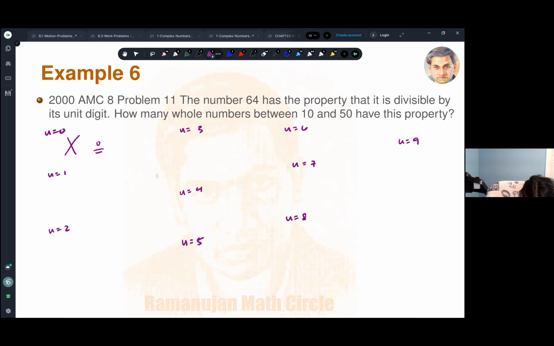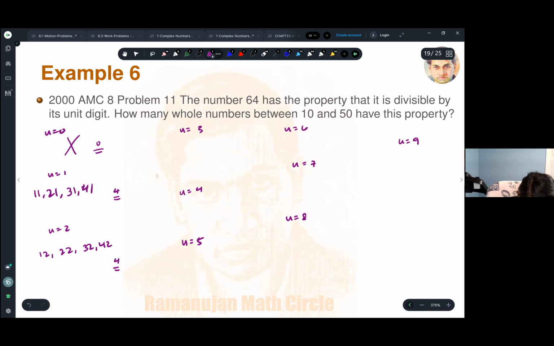What ends in 1? Well, between 10 and 50, we have 11, 21, 31, and 41. All of them work. So we have 4 here. The next one is 2. So we have 12, 22, 32, 42. All 4 of them work.